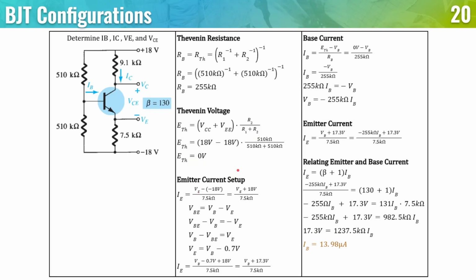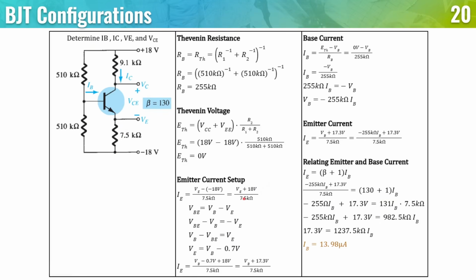So now, the emitter current setup. This is different and the most difficult out of them so far because I could not find any information on how you can solve it without using algebra. I mean, algebraic manipulation, yes. So IE is equal to this minus negative 18 all over 7.5 kilo ohms. So that becomes VE plus 18 volts all over 7.5 kilo ohms.